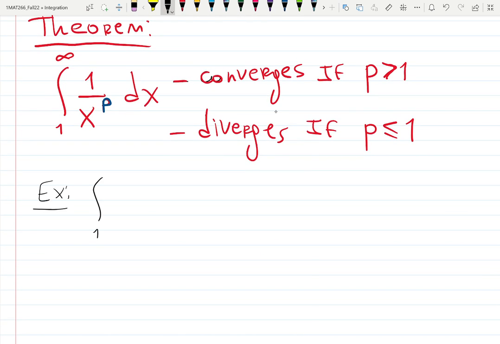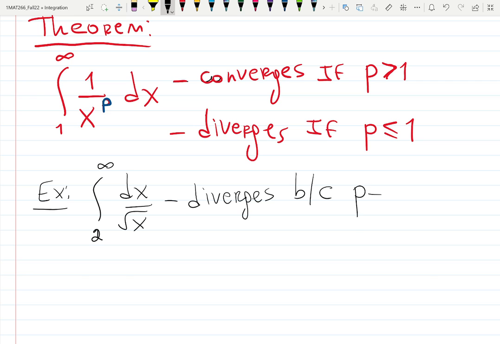Example: integral from 1 to, let's do 2, why not? It doesn't matter if it's from 1 or not. Some numbers should be avoided, but I will explain it on Wednesday more. If it's dx over square root of x, this integral diverges because p equals 1/2, which is less than 1. And you can check it yourself. Integrate 1 over square root of x, plug in 2, and then send b to infinity, and see what's going to happen. It will blow up.